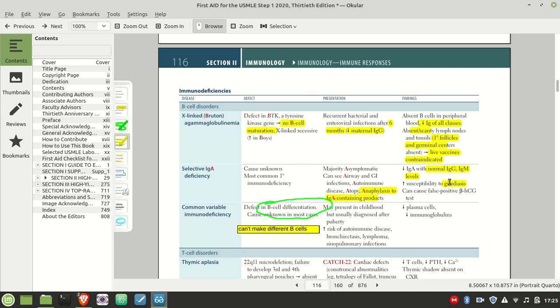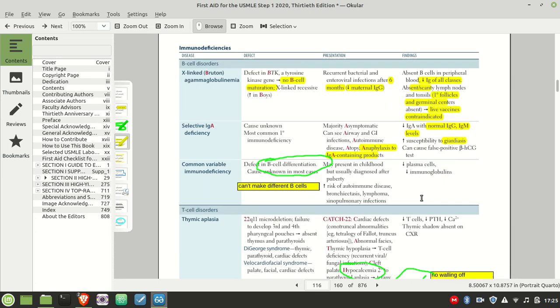Okay. Obviously susceptible to giardiasis. Why? Because IgA found a lot in secretions, found a lot in mucosal surfaces. Giardiasis, you know exactly where that thing is and what kind of mucosal membrane it affects.